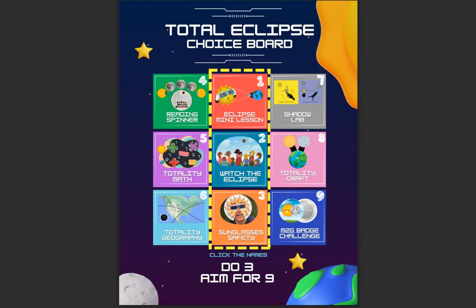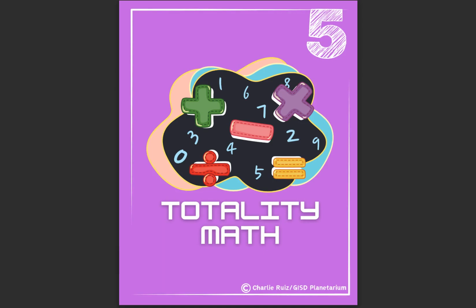We're going to take a look at Activity 5 on the Total Eclipse Choice Board. This one is titled Totality Math, and it is aligned to math content. Activities 4, 5, 6, and 7 all align to different content areas so that if you teach reading, math, social studies, or science, you still have an activity for the eclipse that relates to your content area. So I'm going to go ahead and click on the title for that activity to open it.